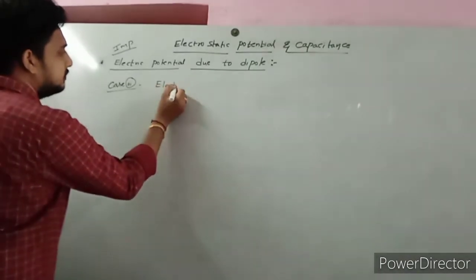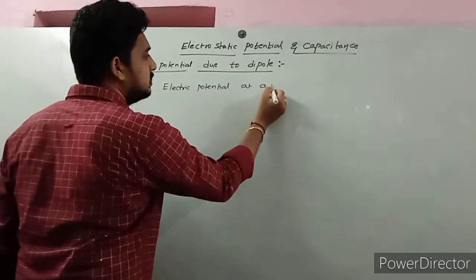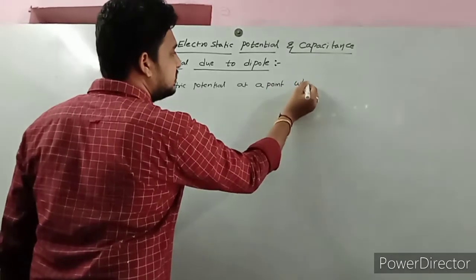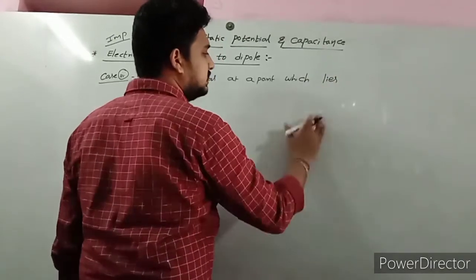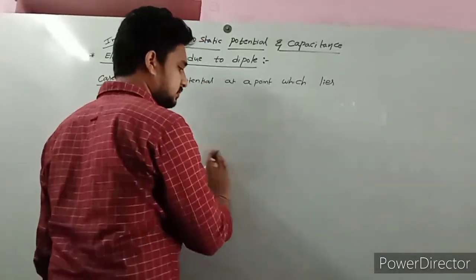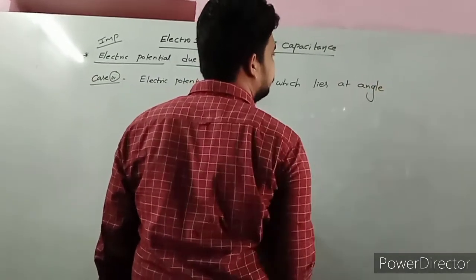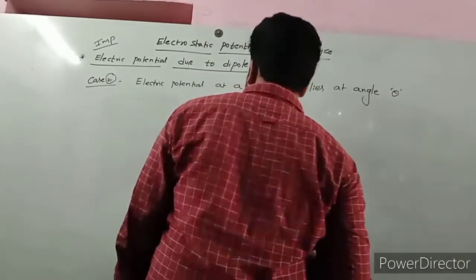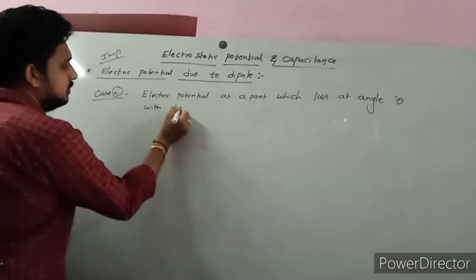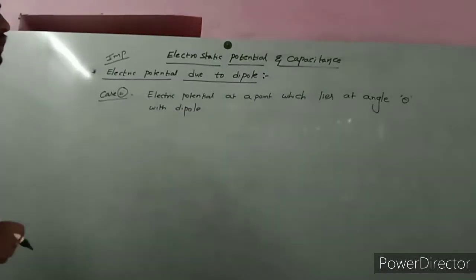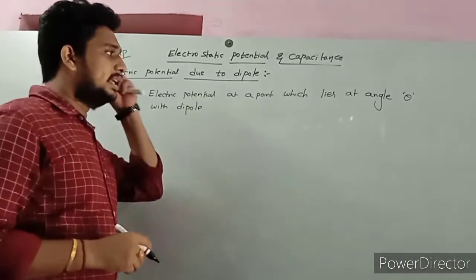Electric potential at a point which lies at an angle theta with a dipole.